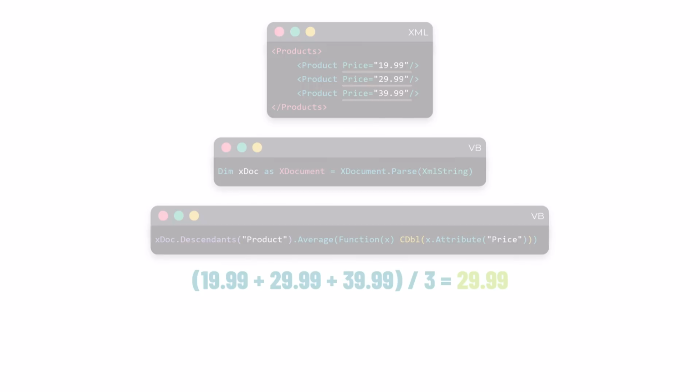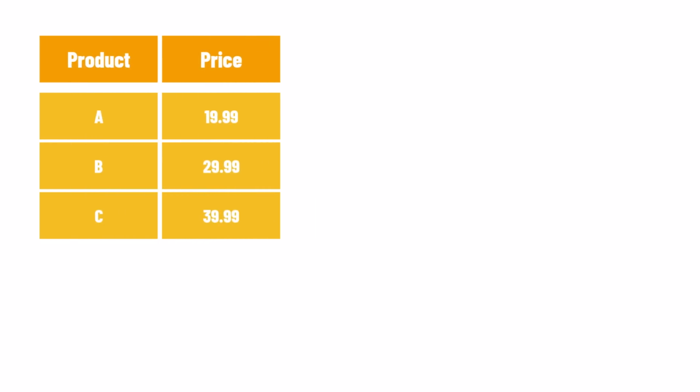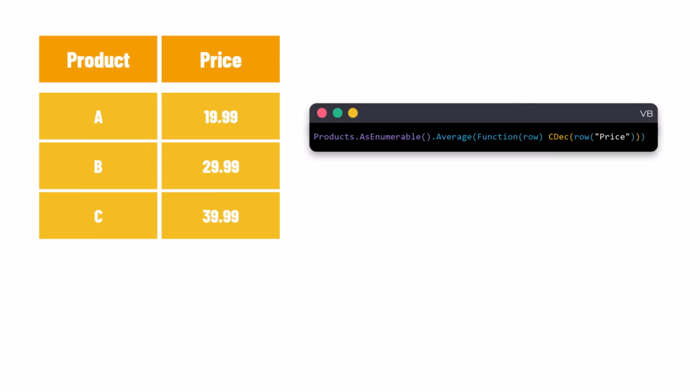In our advanced example, we are using a data table filled with price data. By converting it to an enumerable with AsEnumerable, and then applying a lambda to the average method, we calculate the average price directly from the data table. This highlights the versatility of LINQ when dealing with different data sources.